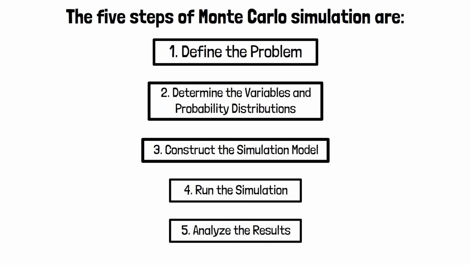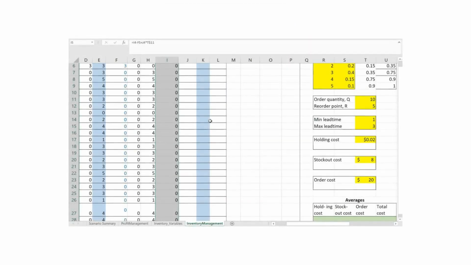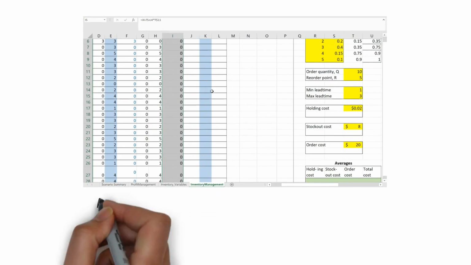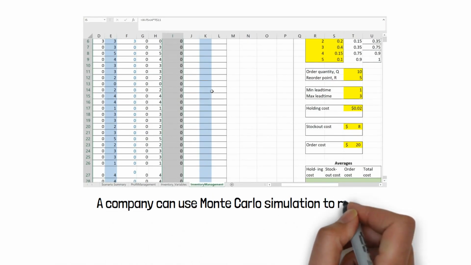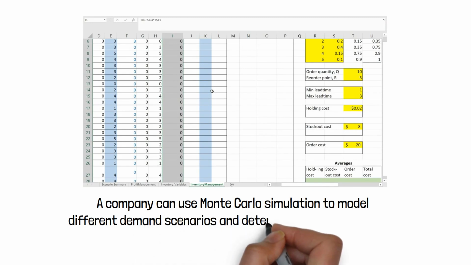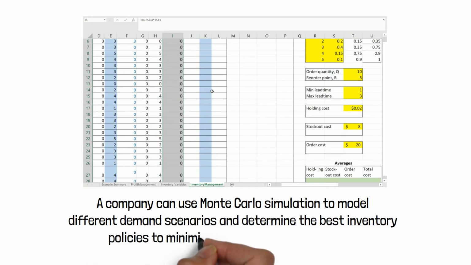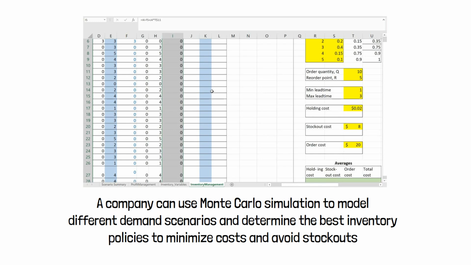Monte Carlo simulation can be applied to various domains. In inventory control, simulation can help determine optimal inventory levels and reorder points by modeling the variability in demand and lead times. For example, a company can use Monte Carlo simulation to model different demand scenarios and determine the best inventory policies to minimize costs and avoid stockouts.